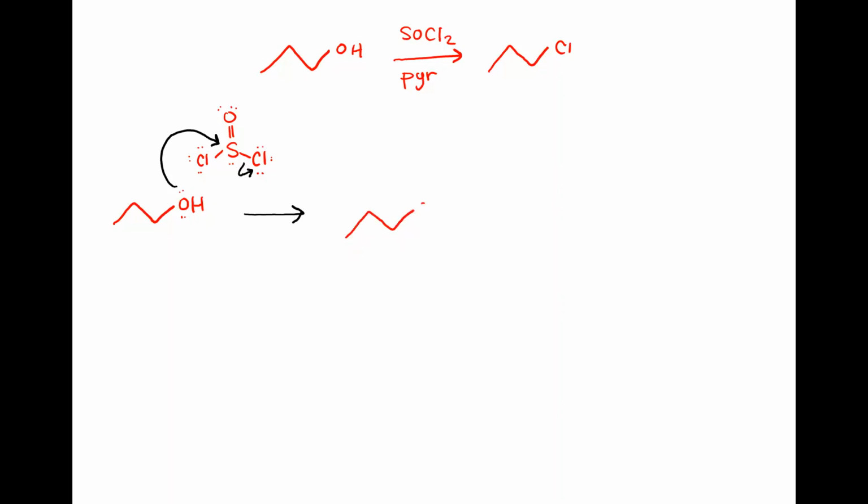So let's draw what we formed. And again, all of our lone pairs. Okay, and we kicked out some chloride. In this case, we've included pyridine, which is a stronger base than chloride, and it will also prevent the formation of HCl in the reaction.